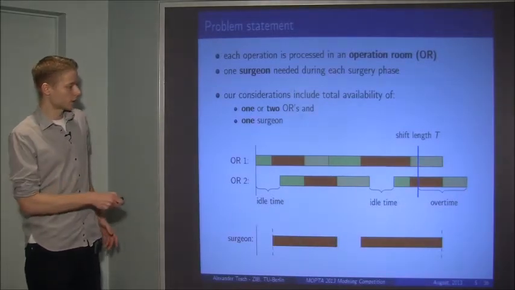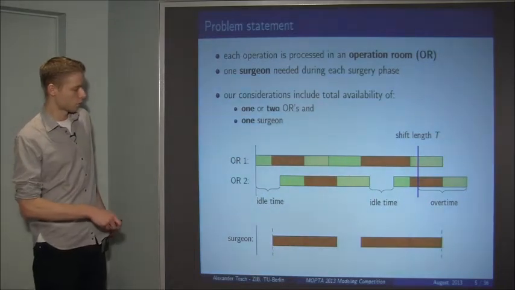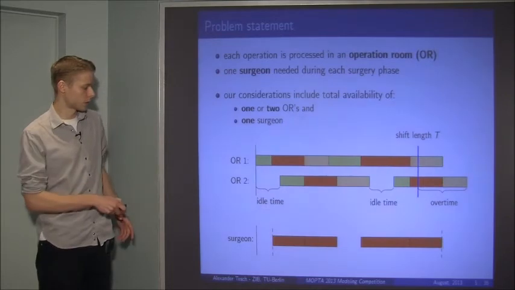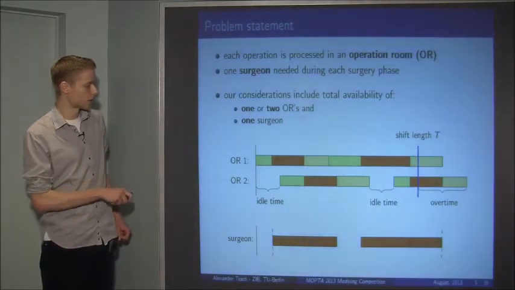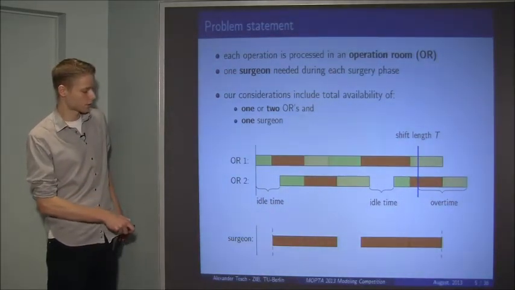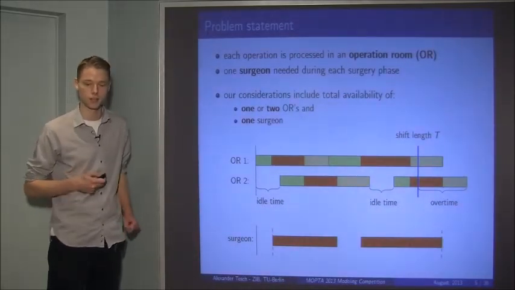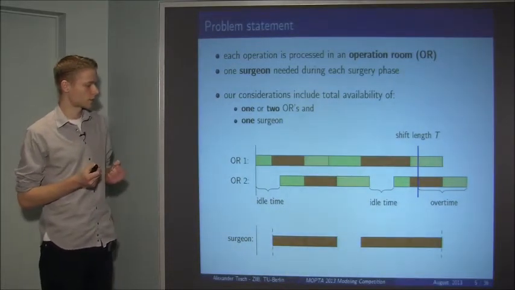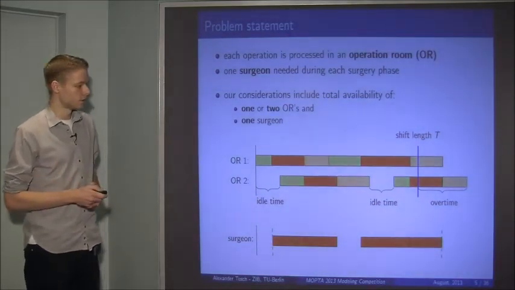And if we extract the surgery phases of each of the ORs, we could also consider the schedule of the surgeon. And this might look like this, and differently from the starting times of the OR staff, the surgeon starts his working shift at the start of the first surgery phase and ends his work at the end of the last surgery phase. And this can be seen as some kind of additional machine within a machine schedule.